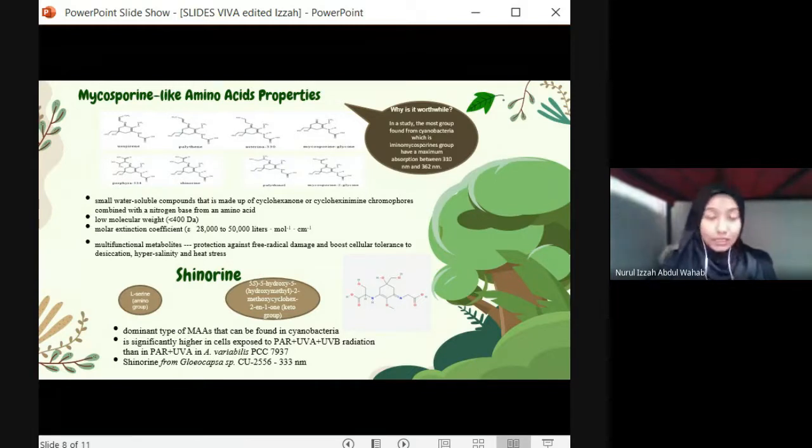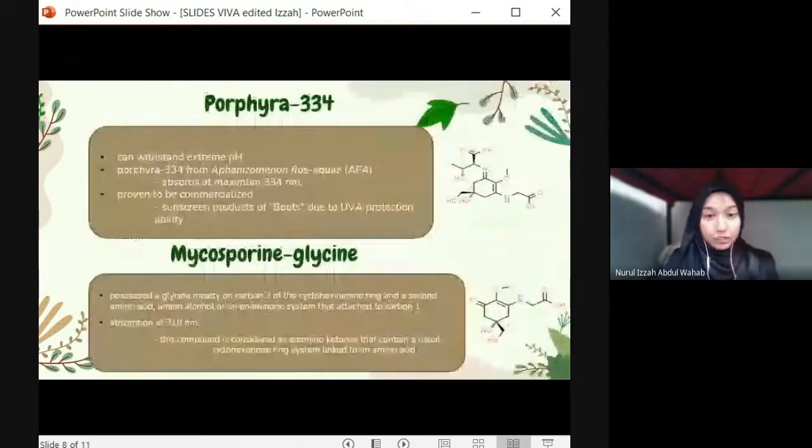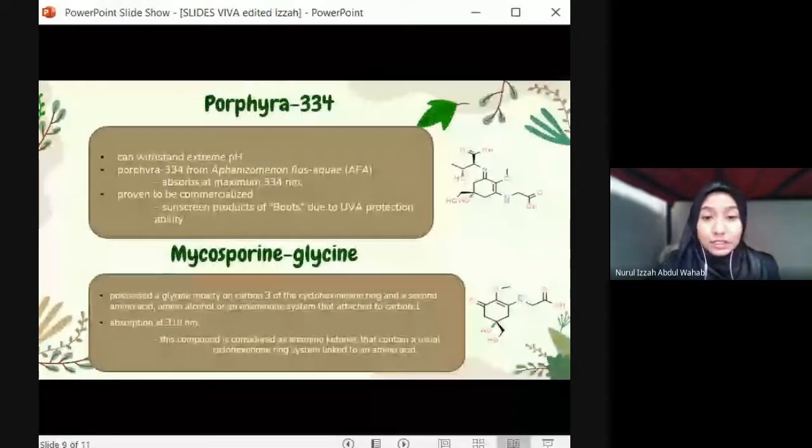Next is Porphyra 334. This one is a bit special because this MAA can withstand an extreme pH condition, which is in acidic aqueous solution. In a study, Porphyra 334 could absorb a maximum of 332 nanometer UV light in a pH 3 solution. Furthermore, Porphyra 334 that is extracted from cyanobacteria AFA can absorb a maximum wavelength of UVA radiation at 334 nanometers and has been commercialized in sunscreen products.